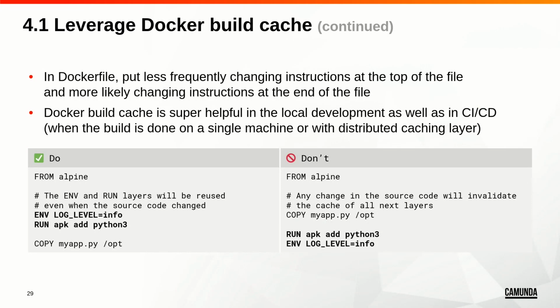So to get the best out of the Docker build cache, you need to put less frequently changing instructions at the top of the Dockerfile and more likely changing instructions at the end. By doing that, you will hit the cache more, and you will avoid unnecessary cache invalidation for unmodified layers. In the example, if you put the copy first, any change in the source code will invalidate the run and env layers, which are unrelated to the code itself at all.